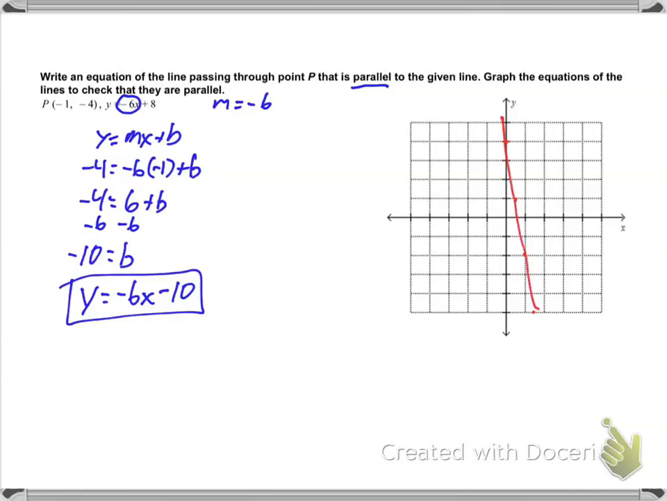Yeah, that's pretty close. And now we will draw the other one, the one that we just calculated. So it's going to start at negative 10. That's our b, that's our y-intercept. So that's where we begin. So negative 10 right there.